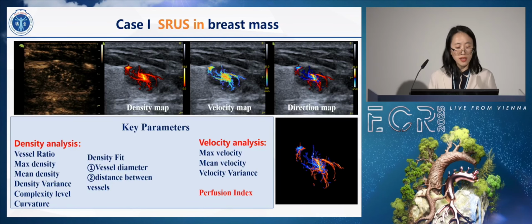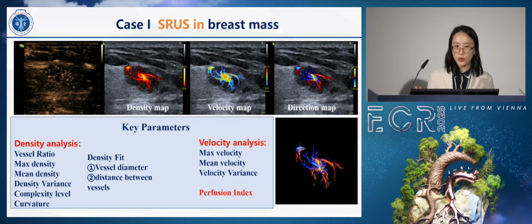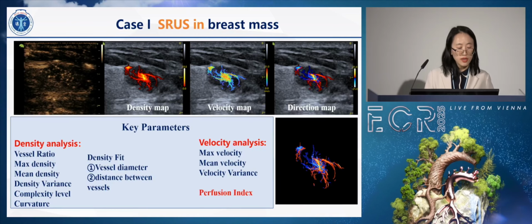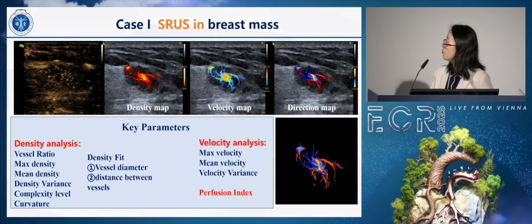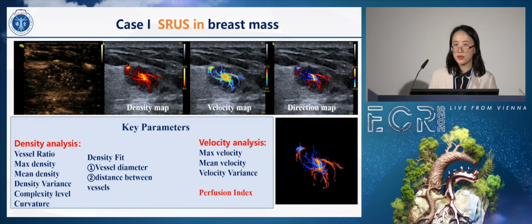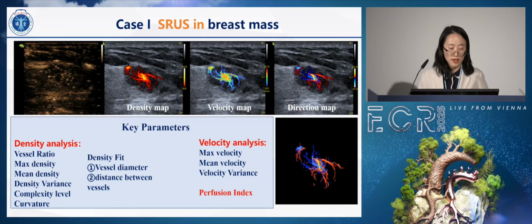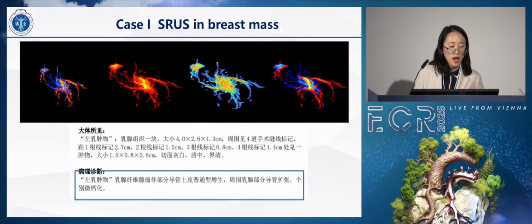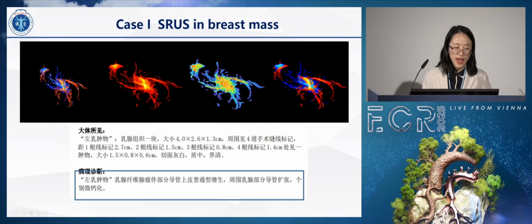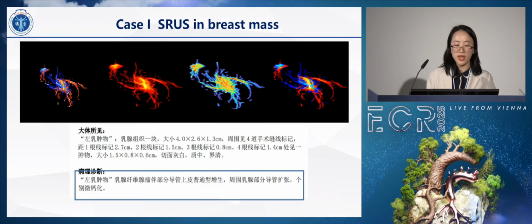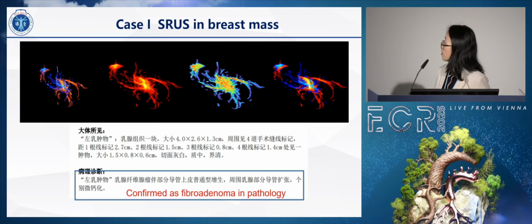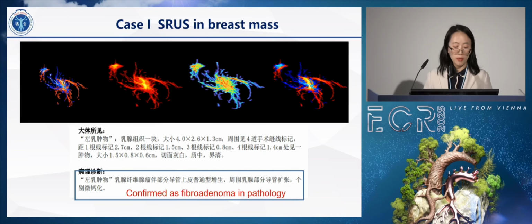Based on the density map and velocity map, we will derive some quantitative parameters like the density analysis, which includes vessel ratio, the density, complexity level, vessel diameter, distance between vessels, and also the velocity analysis as well as perfusion index. So what we are looking at in this case indicates absolutely a benign breast mass, right? And it was finally confirmed as fibroadenoma in pathology.